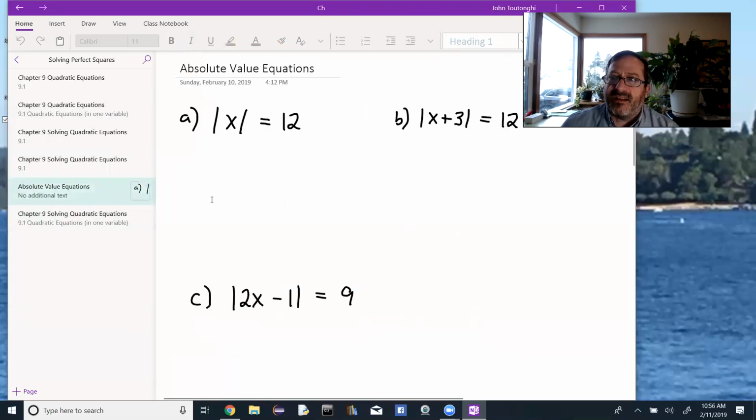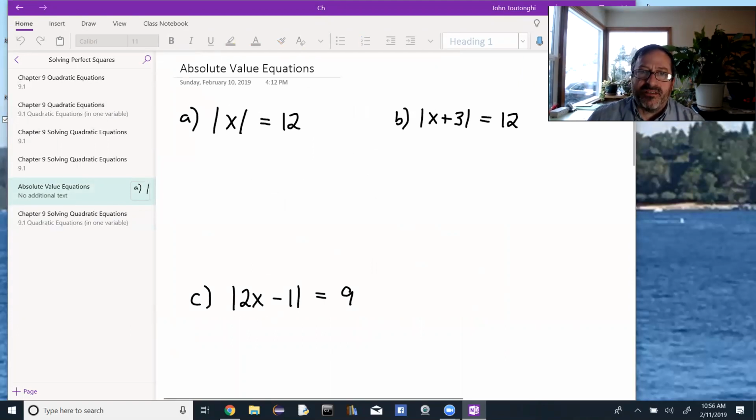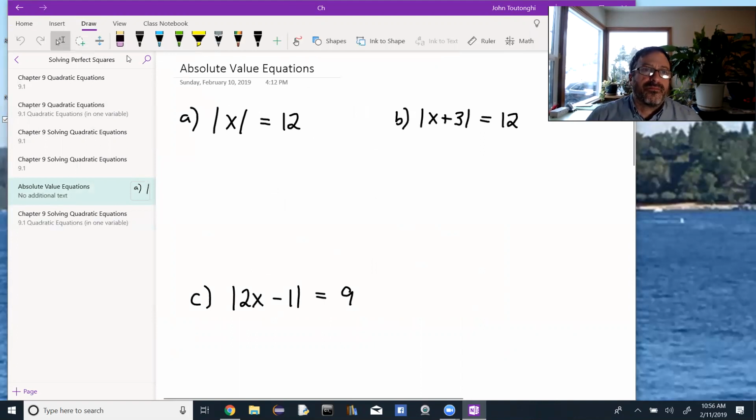Okay, so I'm going to look at how to solve a few absolute value equations. The first one is the absolute value of x equals 12. There's no root here, so what I'll do is I'll branch this into two solutions. Who's 12 away from 0? Branch it out. On the negative side, it'll be negative 12. X equals negative 12. Or on the positive side, it'll be x equals 12.